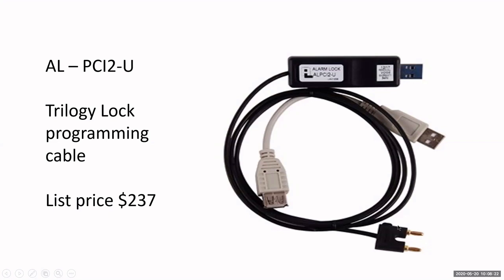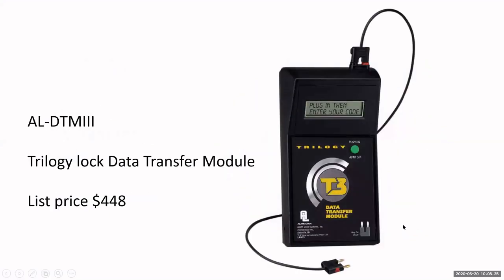Now, if you don't want to have to carry your laptop around to each lock, then you can get a DTM, a data transfer module. Again, list price is $448. This data transfer module can hold upwards of 200 different lock profiles. So you just use your PCI cable, the previous picture. You're going to plug it into the DTM and download the programming into the data transfer module. You can see that the prong with the black tab here goes into the black port, and then the other one goes into the red.